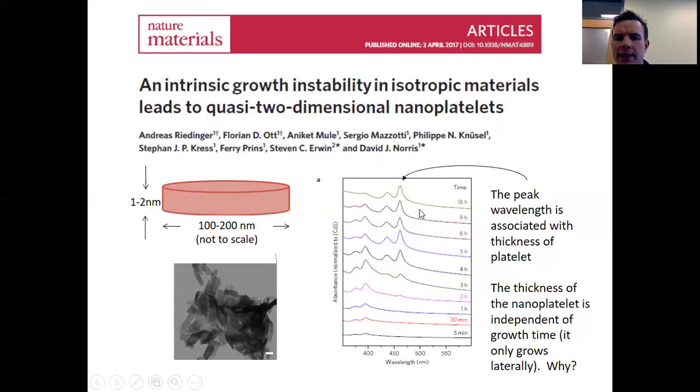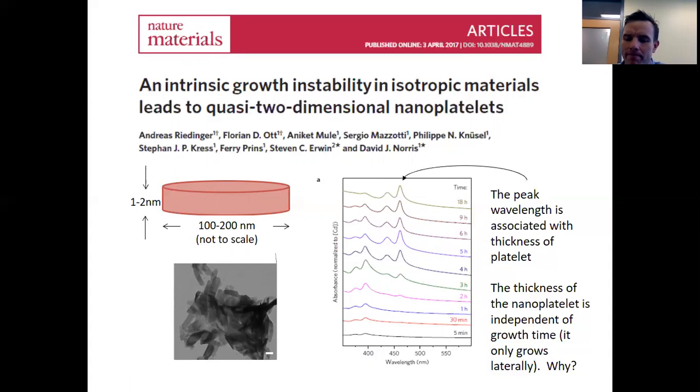What you might anticipate is that as these things are growing, they would get thicker and thicker in a continuous fashion. And if that happened, what you would expect to see is this peak shift to longer and longer wavelengths. It would move out this way. But it doesn't. It stays the same. And so that tells us that the thickness of the nanoplatelet is independent of growth time. Right? It only grows laterally.